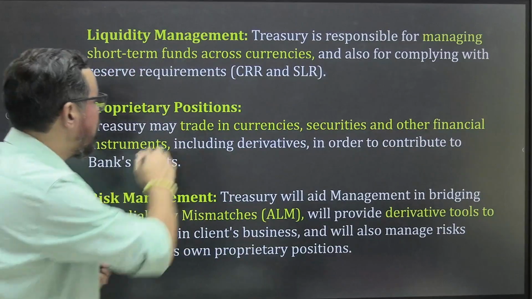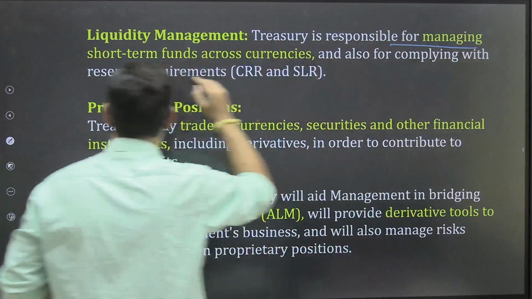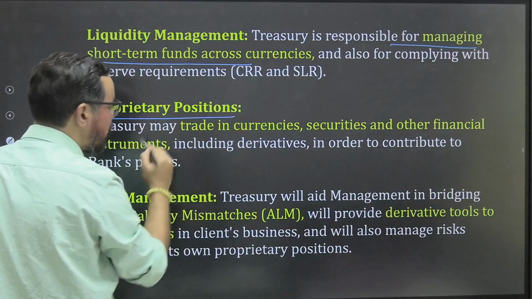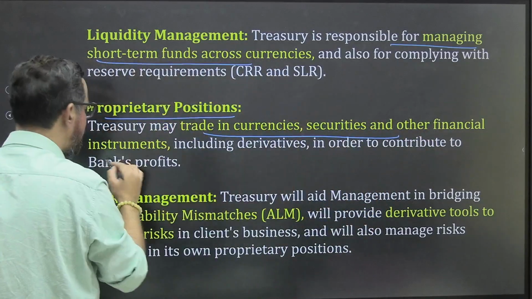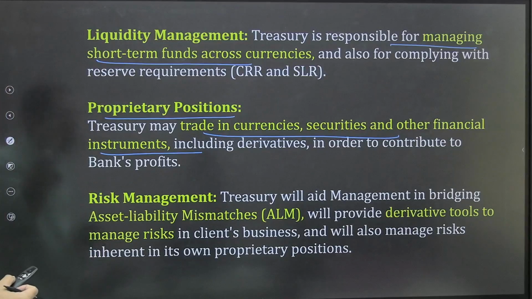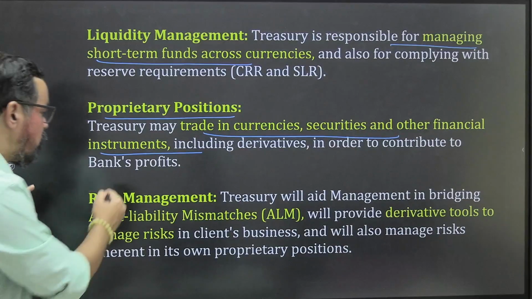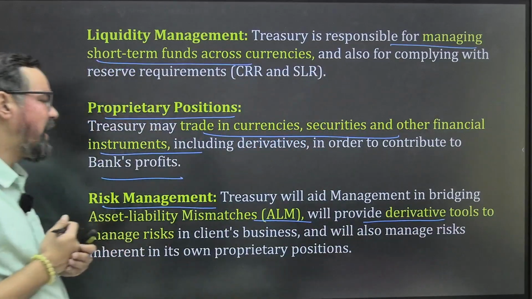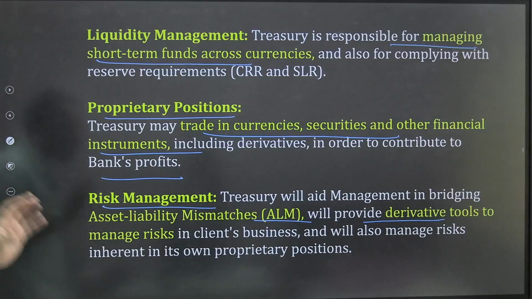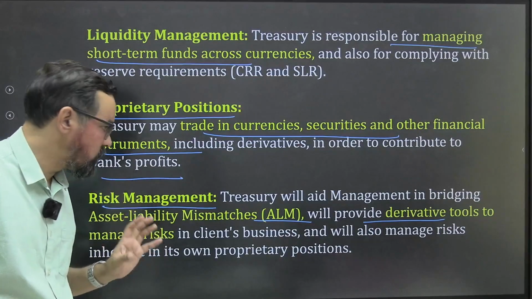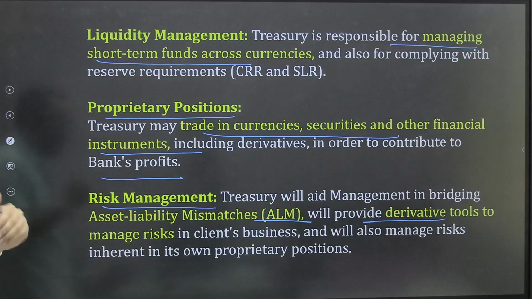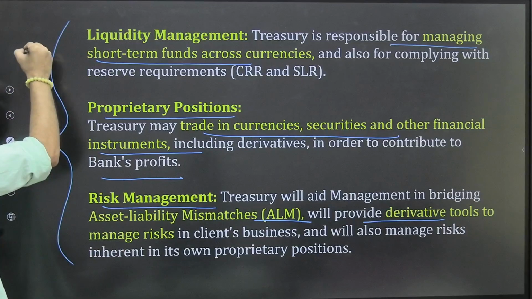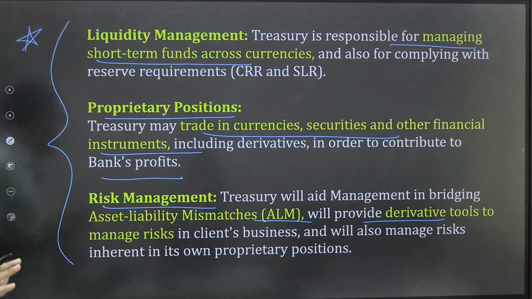All right. So liquidity management, treasury is responsible for managing short-term funds across currencies and managing CRR, SLR also. Proprietary position, trade in currencies, securities and other financial instruments, including derivatives, in order to contribute to bank profit. Risk management, treasury, ALM will provide derivative tools to manage risk in client business and will also manage risk inherent in its own proprietary position. So these are the three core areas of integrated treasury management. I hope this is clear to all of you.